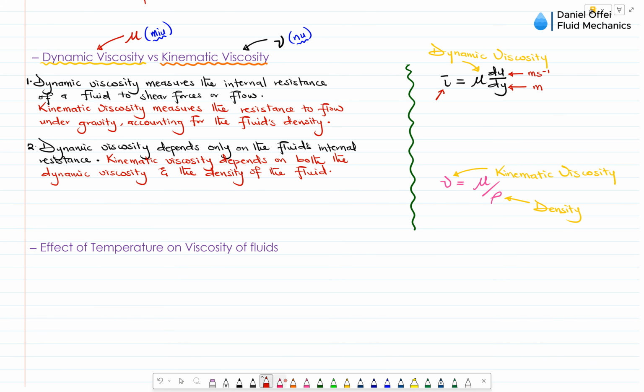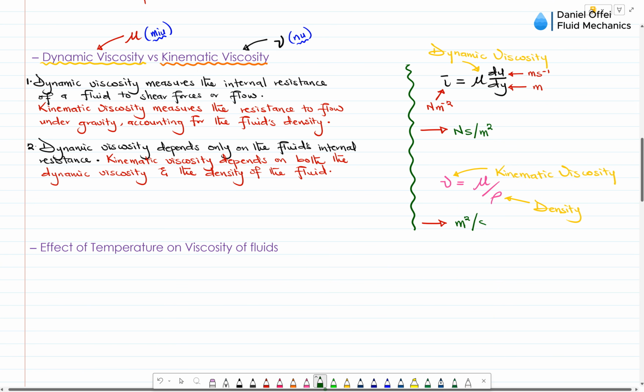And we can also use their units to differentiate them. The unit of measurement for dynamic viscosity is the Pascal second or the Newton second per meter squared, and that of kinematic viscosity is the meter squared per second. And we can always use the formulas to generate these units.